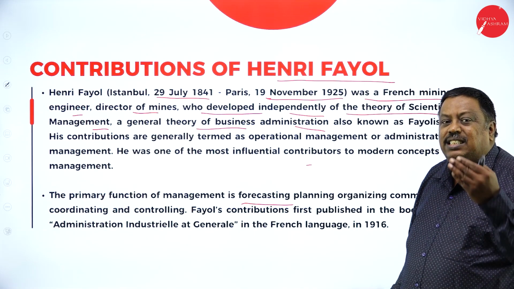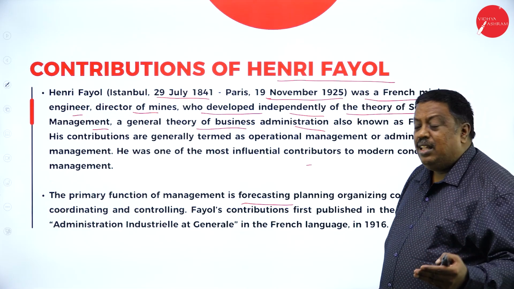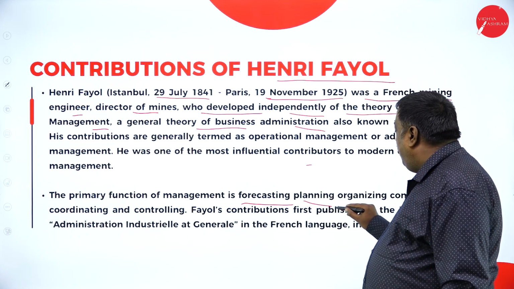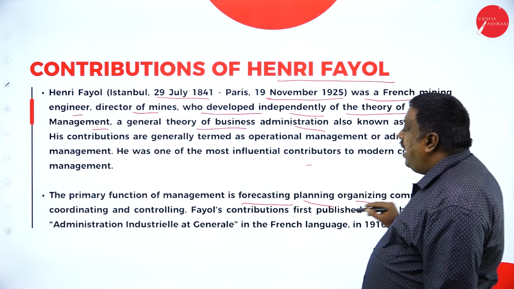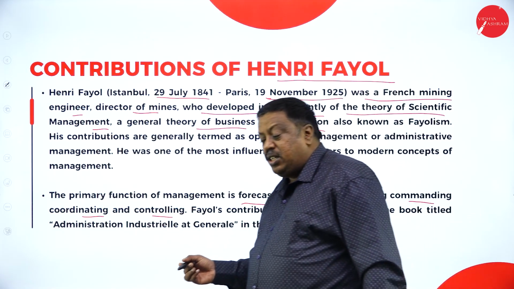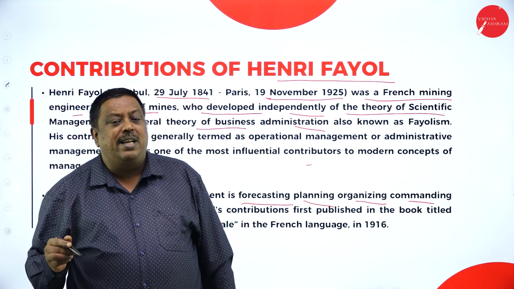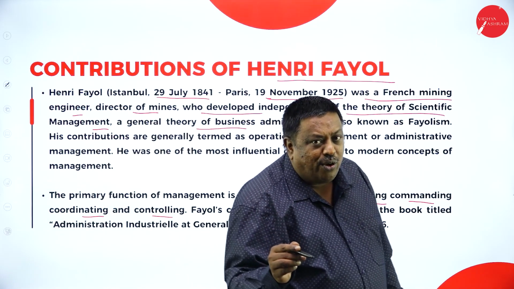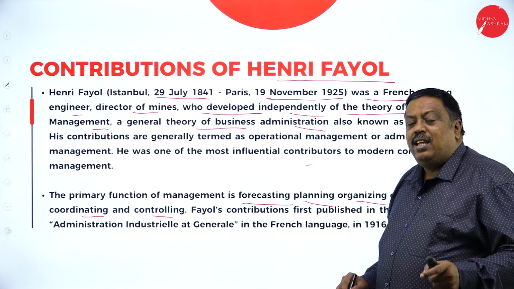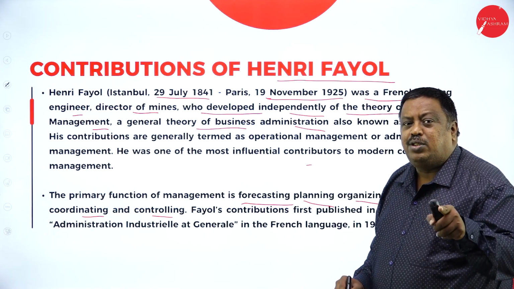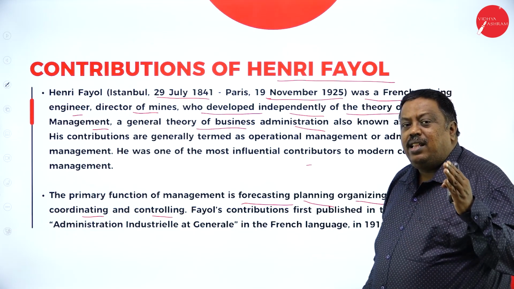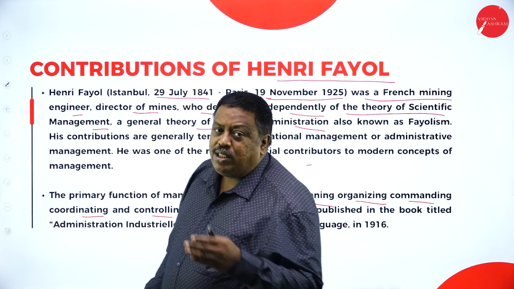Forecasting means estimating or budgeting. These are the things that have to be done by the management: forecasting, planning, organizing, commanding, coordinating, and controlling. These are the major functions in management. The first function is forecasting. The second function is planning. Planning is nothing but planning in advance what to do, how to do, when to do, where to do, why to do. And next, organizing, making the arrangements for the plan you have made.